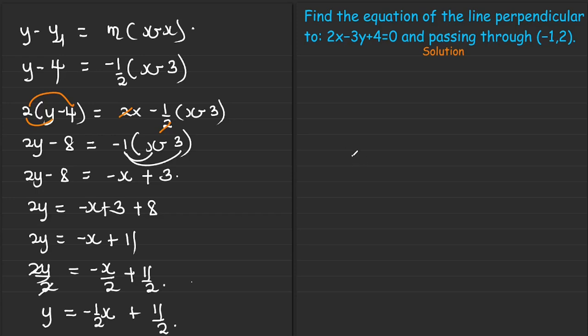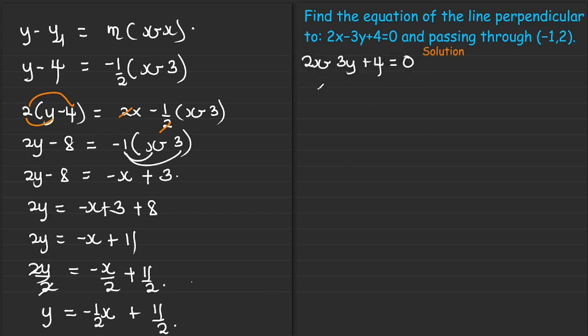For this next question, it says find the equation of the line perpendicular to 2x minus 3y plus 4 equals 0 and passing through (negative 1, 2). So for this question, you will notice that we have 2x minus 3y plus 4 equals 0. This is the standard form, not the slope-intercept form. So we would have to rewrite it in the slope-intercept form so that we can determine the gradient from it. How do we do that? We do that by simply making y the subject.